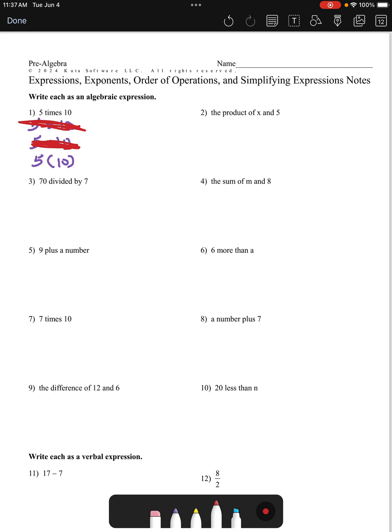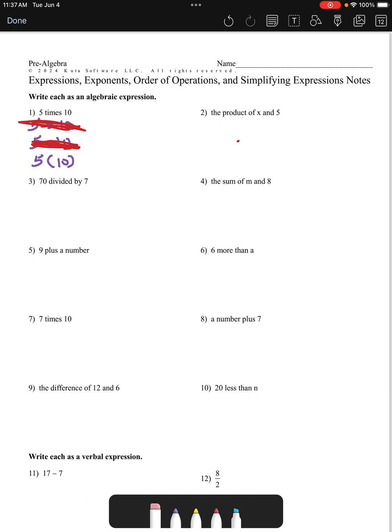The second example introduces some algebra. We have a letter, a variable, the product of x and 5. So this requires you to know what the word product means. Product tells us to multiply. So you might be thinking, okay, the product of x and 5, if I'm going to use these parentheses that Mr. Noy insists that I use, should be written as x times 5.